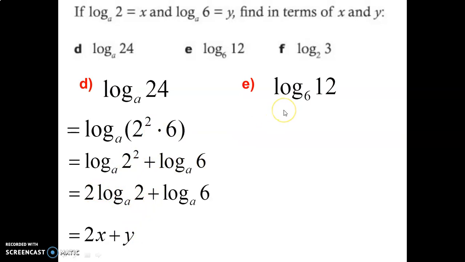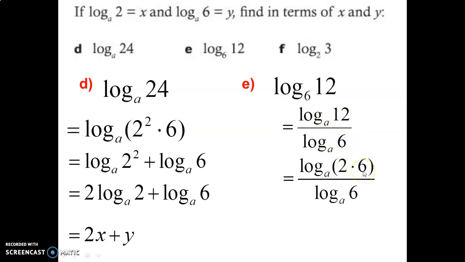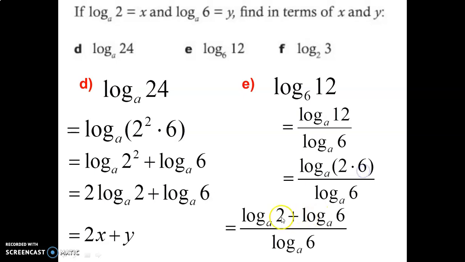How about this one here, E? Okay, that base was not the same, so I did use change of base here. 12 over 6. 12 is actually 2 times 6. That becomes log base a of 2 plus log base a of 6, and then that becomes x plus y over y. Take a close look at these, pause if you need to.